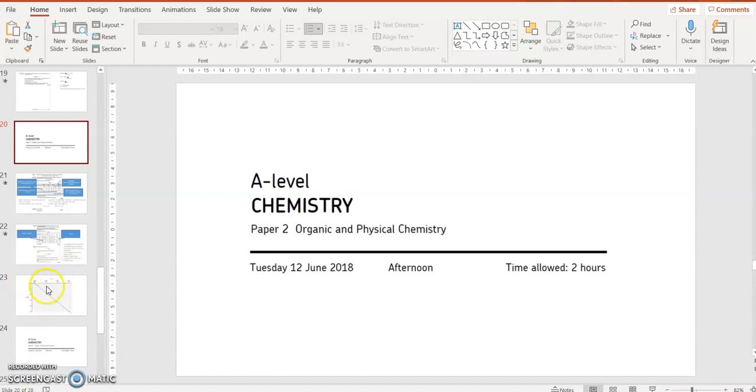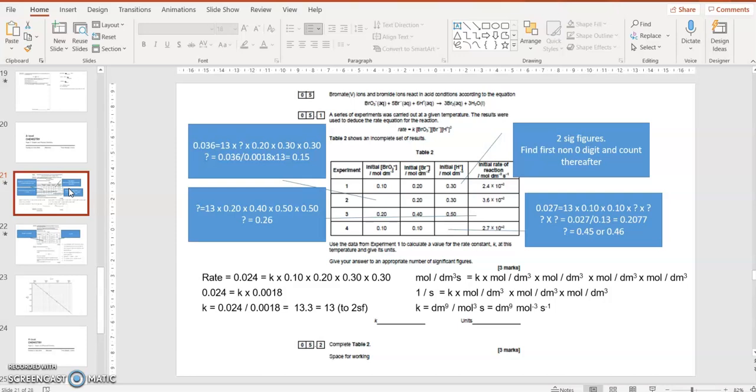Rates 2018. Let's have a look at this one then. So question 5. What we've got here is a full set of data for experiment 1, and a rate equation. So it's asking you to plug the numbers in for experiment number 1.